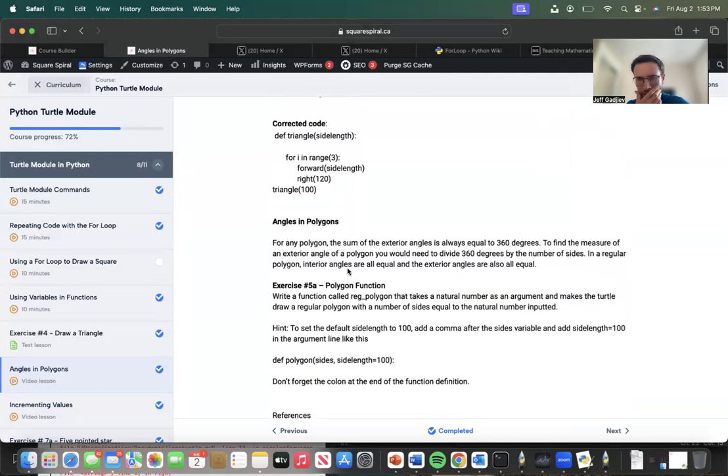So next, what we're going to be looking at is drawing any polygon. So for any polygon, the sum of the exterior angles is always equal to 360 degrees. To find the measure of an exterior angle of a polygon, you would need to divide 360 degrees by the number of sides. A regular polygon is a polygon where all the side lengths are equal and all the interior angles are equal as well. So in a regular polygon, interior angles are all equal and the exterior angles are also all equal.